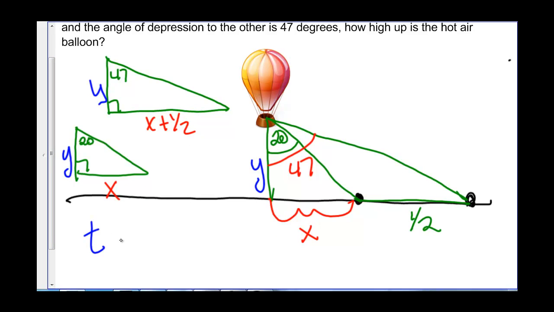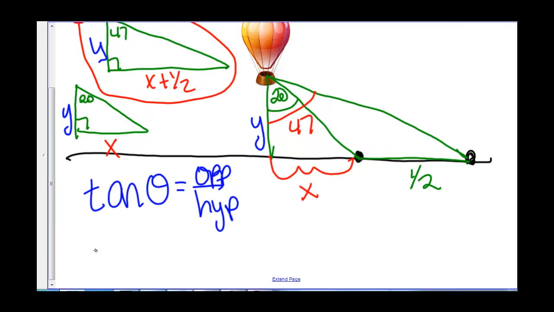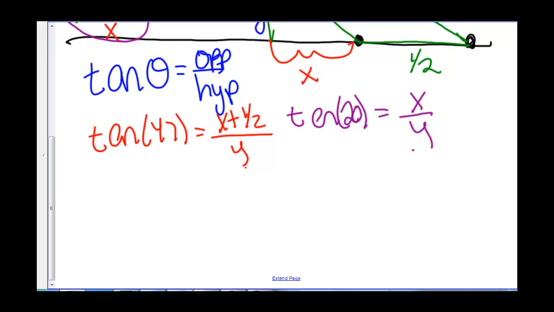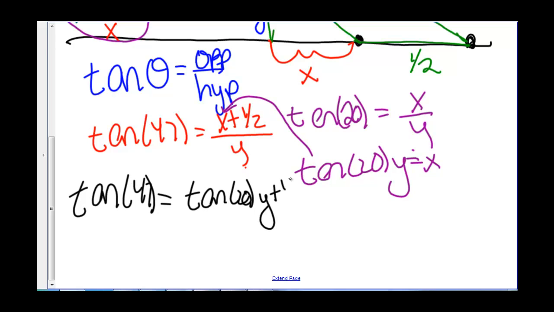Well, tangent of our angle is the opposite over the adjacent. So in the case of that triangle, we have tangent of 47 equals x plus 1/2 over y. Our other triangle, we have tangent of 20 equals x over y. So let's go ahead and solve this for x. So tangent of 20 times y equals x. So plugging this in for x in this equation, we get tangent of 47 equals tangent of 20 times y plus 1/2, over y.